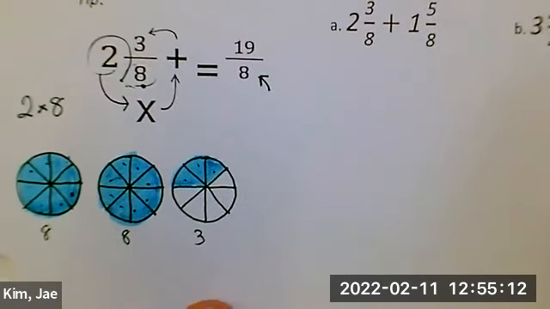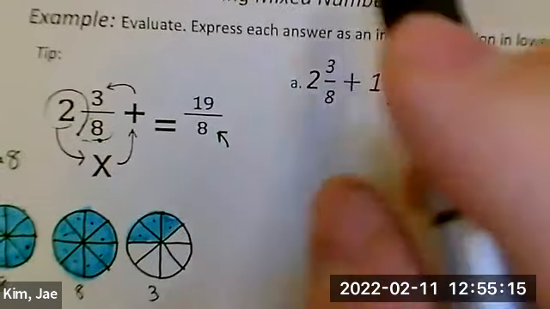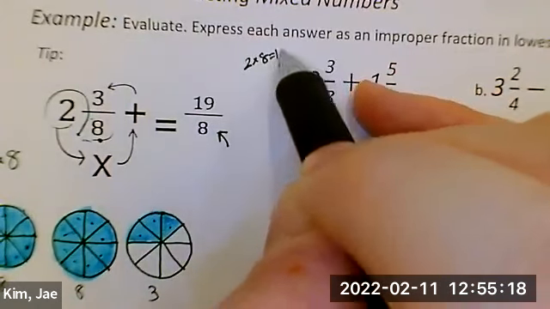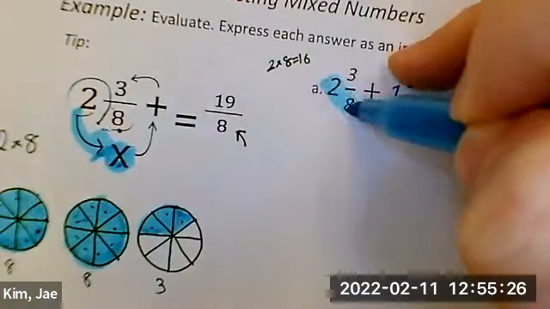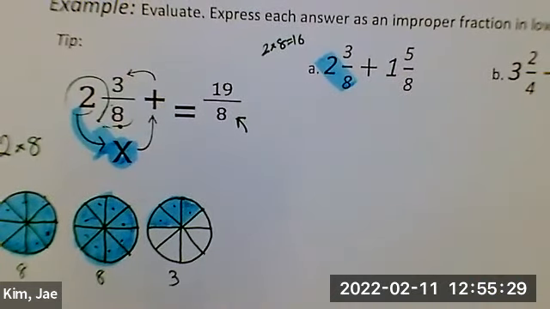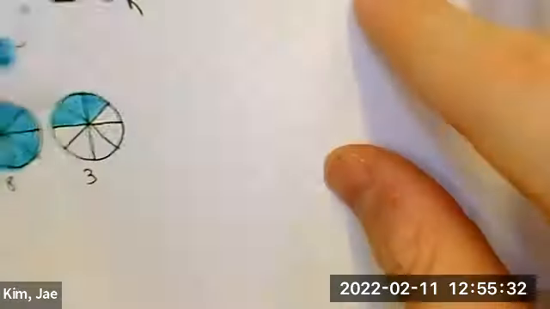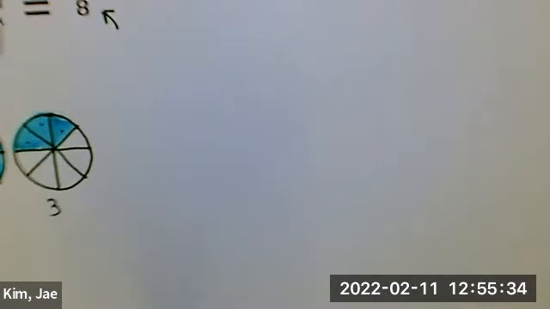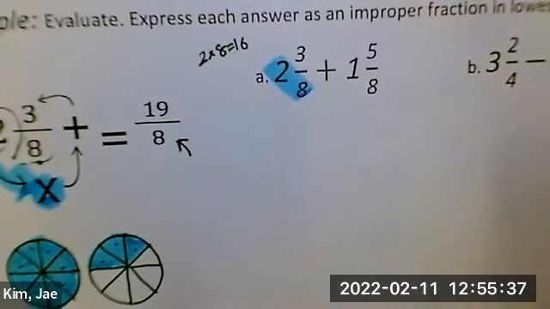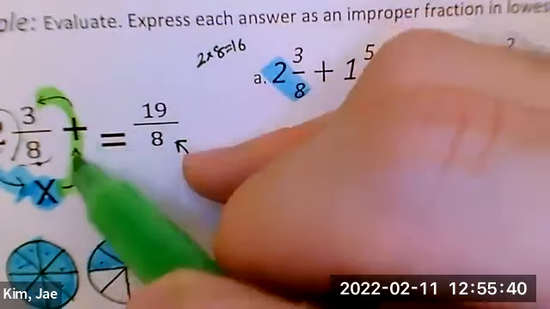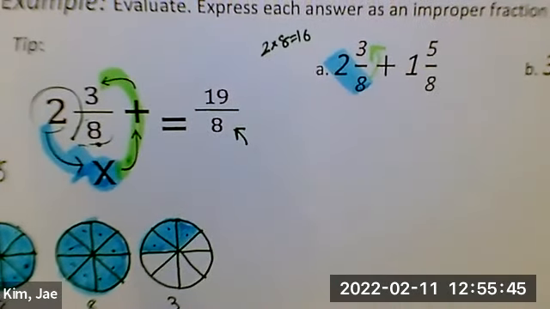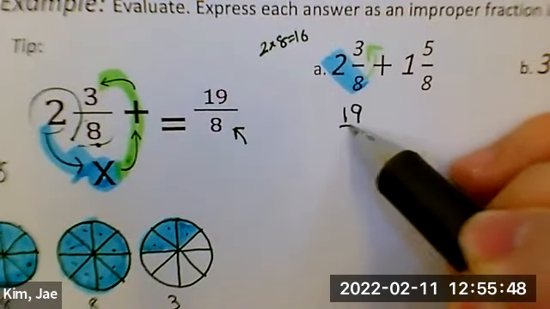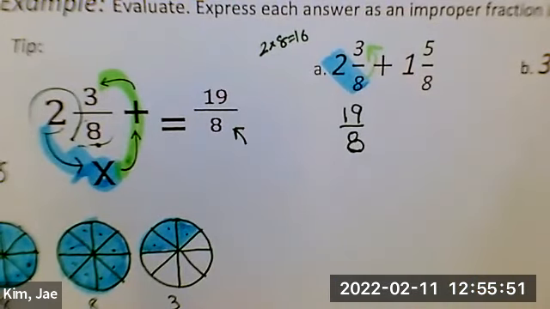Okay. So as an example, let's do it in your head, 2 times 8 is 16. So I'm doing this part right here, okay? That's a 16. And then that 16, where's my green? Then that 16 is going to be added to the top. So that 16 is going to add the top, giving me 19 over 8.